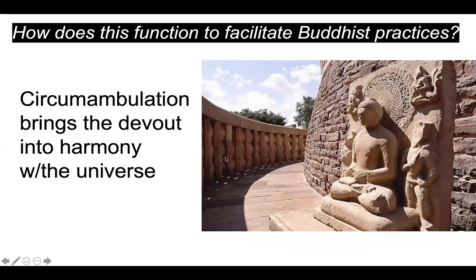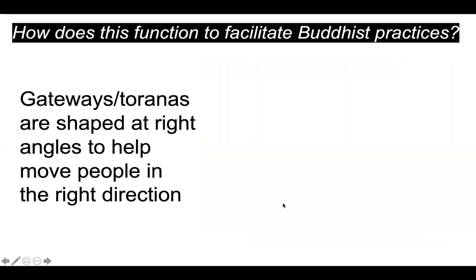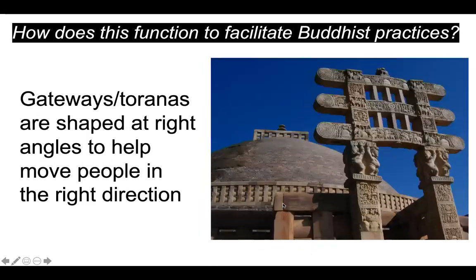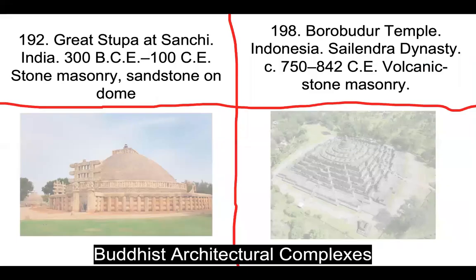So as you circumambulate, you're also seeing artworks, right? These relief sculptures depicting different parts of Buddha during his life. The gateways, or the toranas, you could say either one, are shaped at right angles to help move people in the right direction. So if you were to walk in the gateway, it would shuttle you into going to this direct path, the correct path.